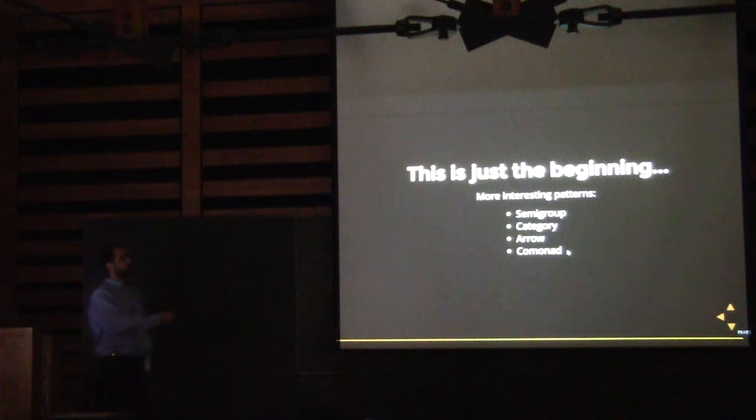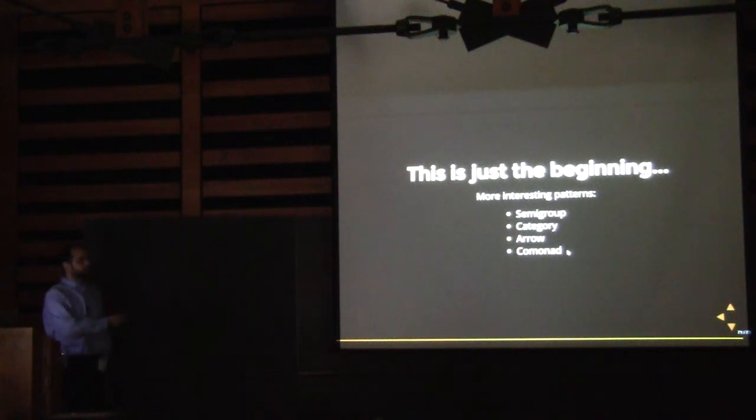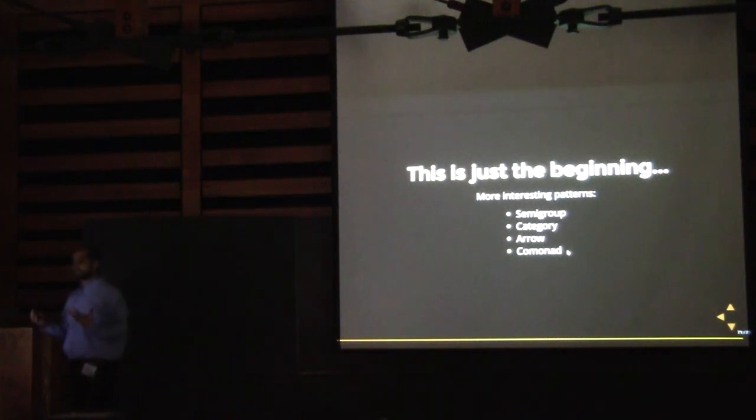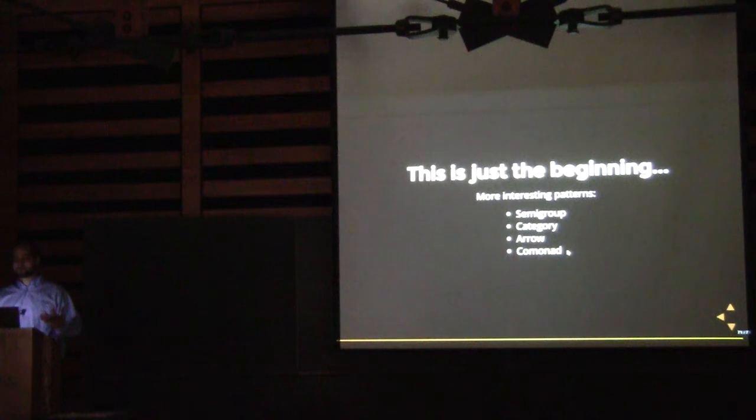Here are some more interesting ones. You've got semi-groups. These are basically like monoids, but without an identity operation, so you can convert a semi-group into a monoid using an optional, for example. There are categories, arrows, co-monads. All these things have co, like co-arrows, co-categories. But anyway, all of these different things have interesting properties that you can recognize in systems, and you can figure out what the fundamental basis operations are. And you can get pretty far.